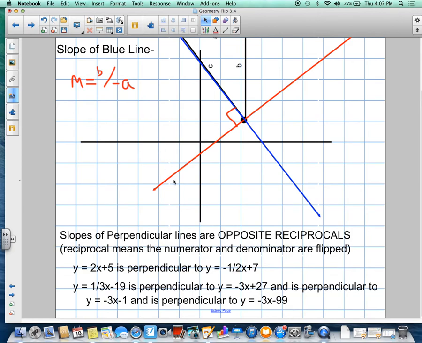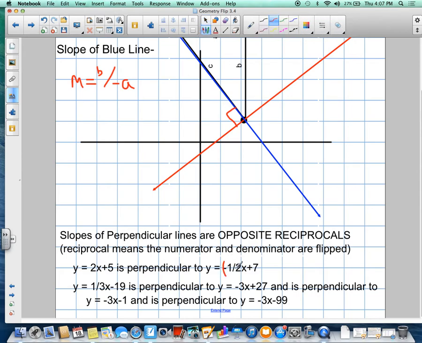Opposite refers to the sign, reciprocal means that you flip the numerator and the denominator. So in the same way we talked about in parallel lines, with perpendicular lines, the b value again doesn't matter if you're just looking at whether or not they're perpendicular. So if this line has a slope of 2x, this line is going to have a slope of negative 1/2 x in order for it to be perpendicular.